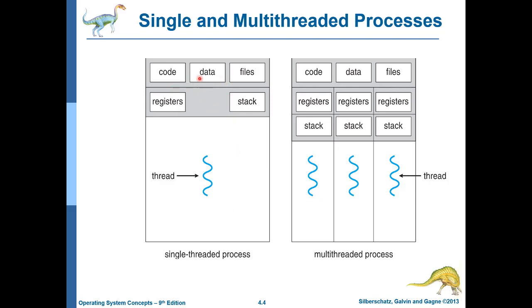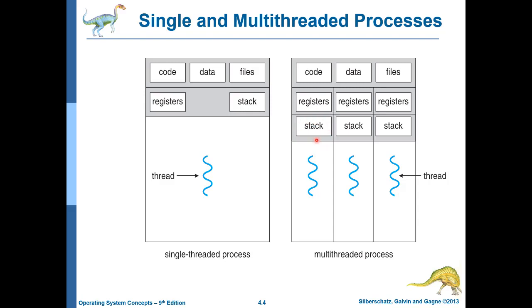The important thing to see here is the code, the data and the files of the process. This is the main process and it has threads. The main process's code, data and files are shared by all the threads. So each of these threads can use the same code, or the same data, or any files which are opened by the process. But each thread has its own set of registers and each thread has its own stack.